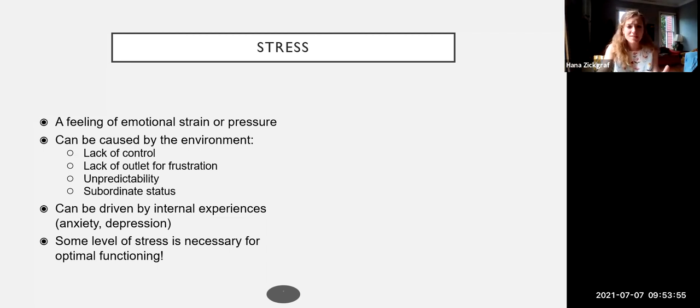However, stress isn't necessarily a bad thing. For one thing, stress can be caused by positive life events. Getting married, getting a new job, having a baby, all of these things cause emotional strain and pressure, but they're not considered negative life events. The technical term for stress caused by happy things or positive life events is eustress.